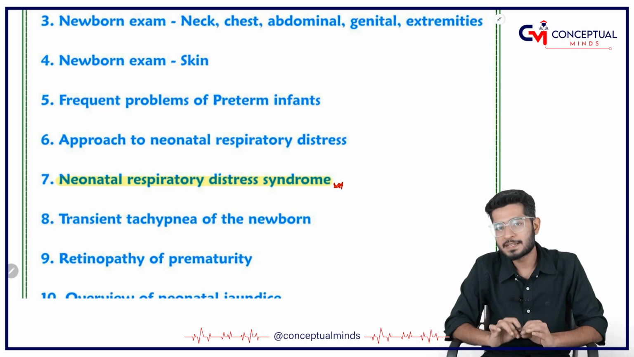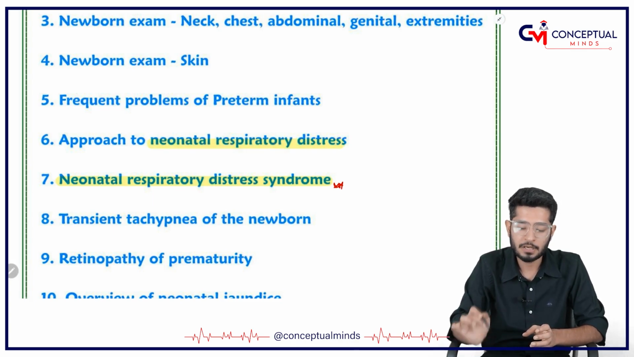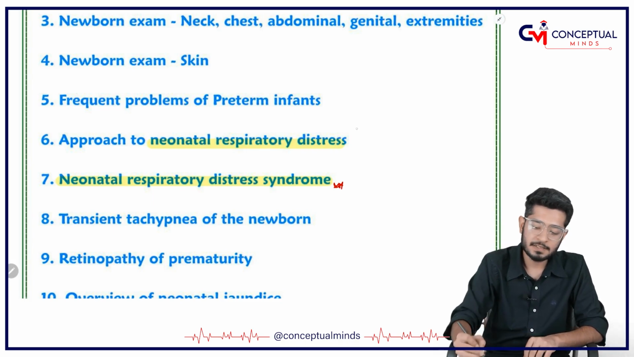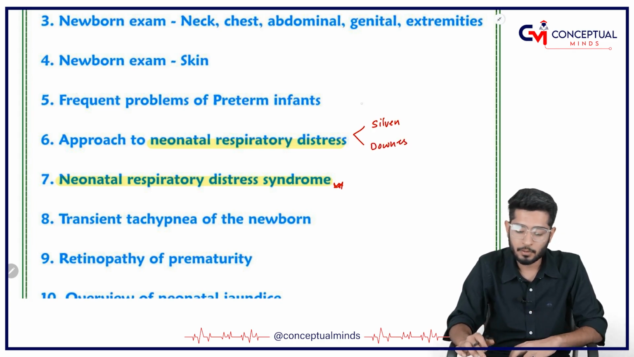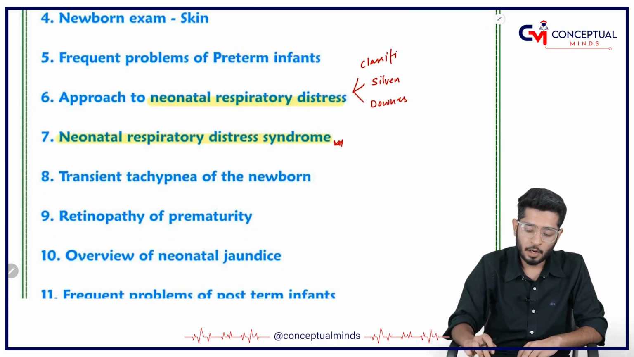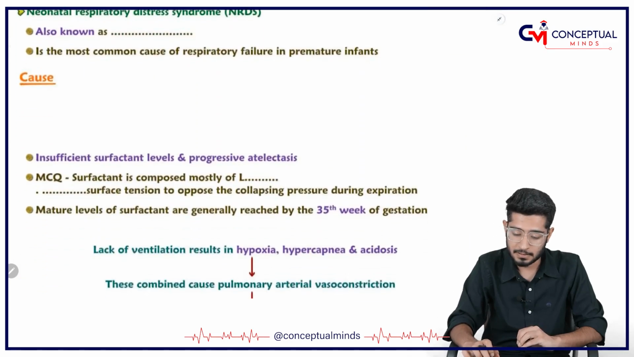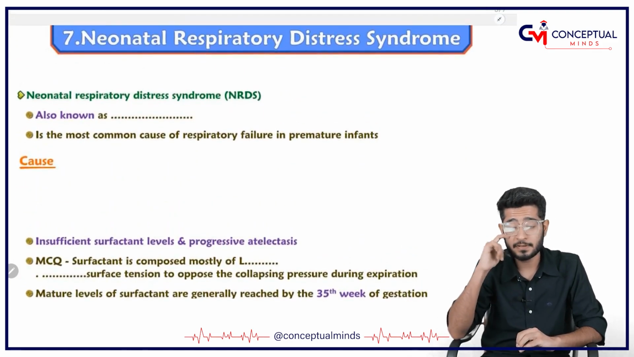Now, regarding neonatal respiratory distress, I have already told you about the approach, where we have discussed very important things like the Silverman-Anderson score, the Downs scoring, and everything else about that. We have also discussed the classification. Now we'll discuss neonatal respiratory distress syndrome. This is our 7th lecture.